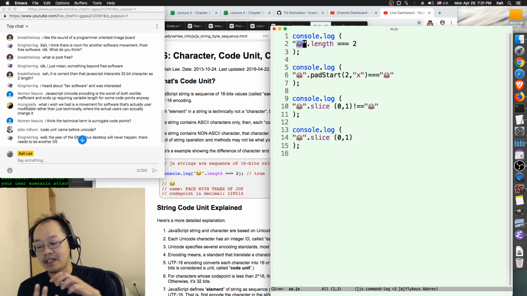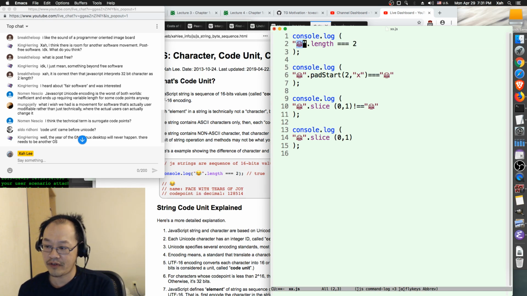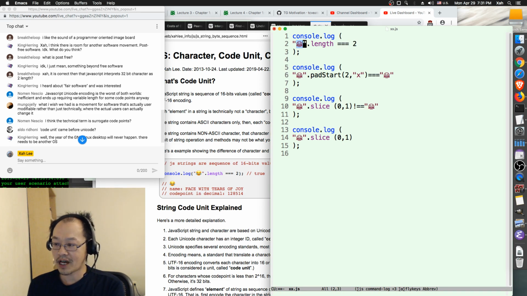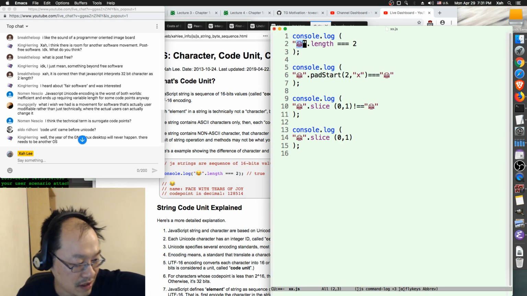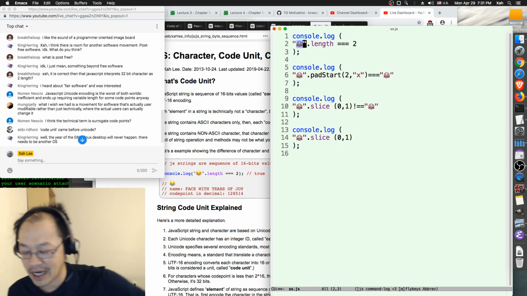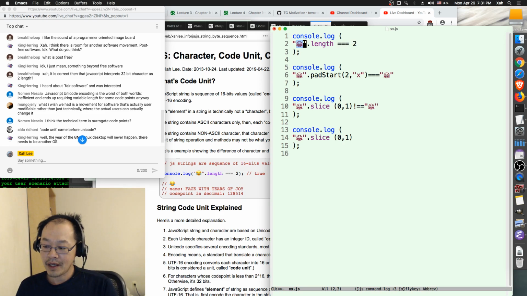Each of these encodings, UTF-8, UTF-16, UTF-32, has advantages and disadvantages. It so happens that UTF-16 is used for JavaScript, as well as for Java and C Sharp, and in the Microsoft Windows file system and also in Mac's HFS Plus file system, I think. So that's about UTF-16 encoding.